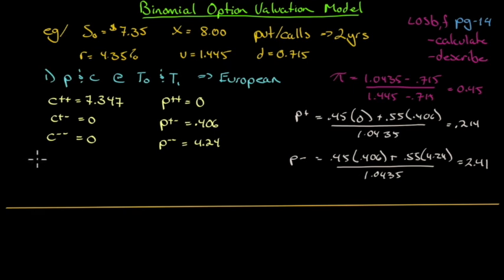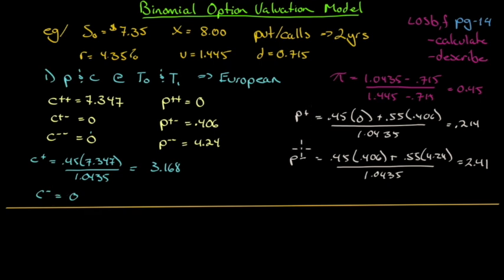Let's move on to C plus. Let's calculate that. 0.45 times 7.347. Then we have a 0, so let's just ignore that and discount this back by 1.0435, which will give us 3.168. And C minus is going to be, well, we have 2 zeros, so we know that's simply going to be 0.